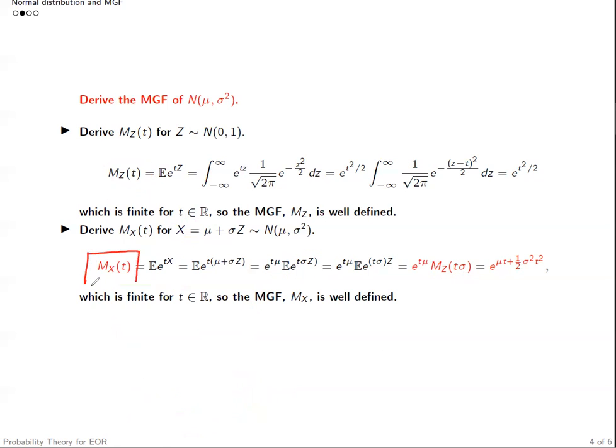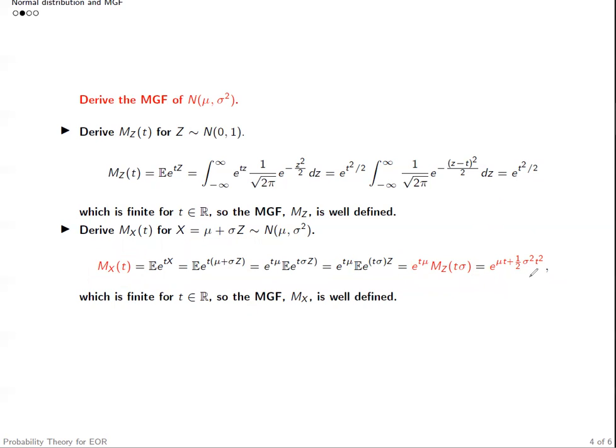Therefore, the moment generating function of x, given x is a location scale transformation of z, can be rewritten as e to the power t mu multiplied by M_z evaluated at t sigma. Now what's left is simply to plug in the value of the moment generating function of z. This is the final result you have.